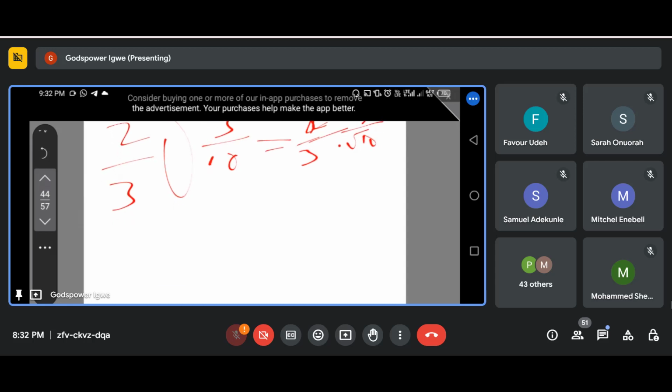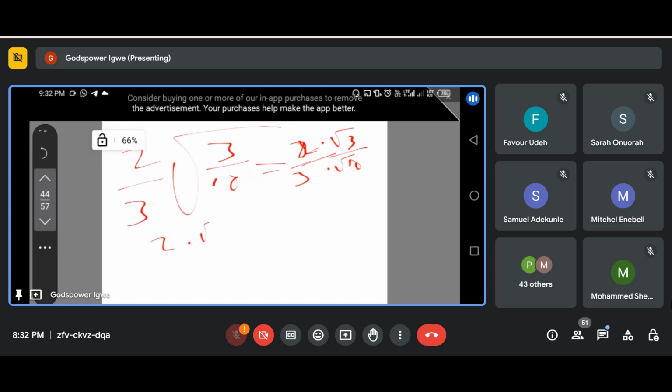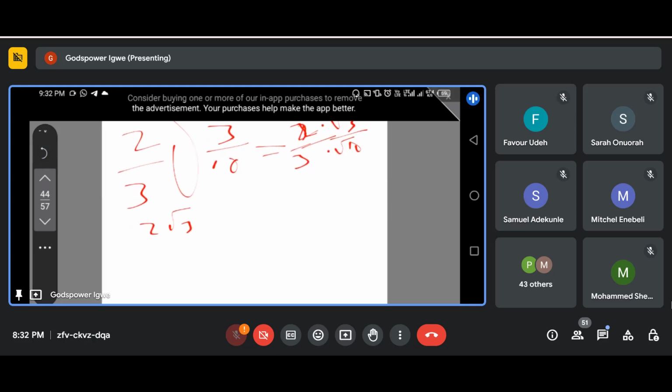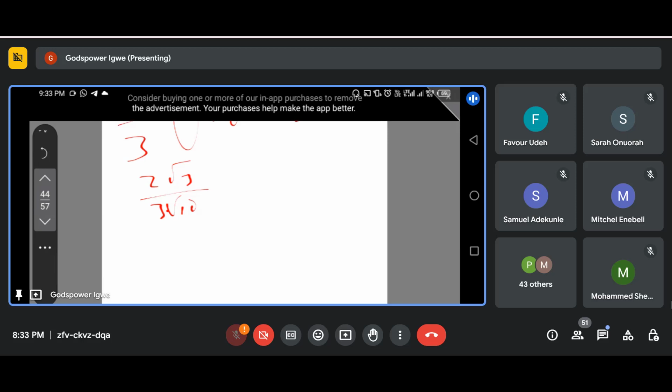With this, now we can say 2 root 3 will multiply, or let me just join it together. This will now be 2 root 3, right? And then this will also be 3 root 10. And now we have to multiply both sides by the conjugate, or the radical expression that needs to change, which is by rationalizing both sides. By doing that, we are going to multiply by root 10 over root 10.